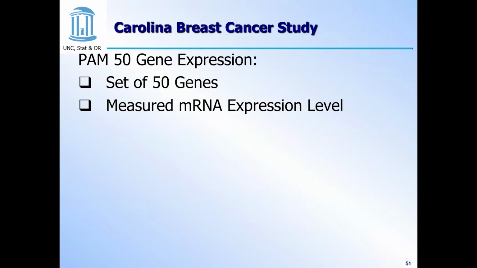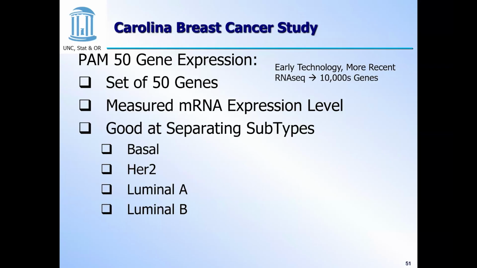The reason is we didn't even use microarray technology here because of the fact that these things are expensive, and with 1,000 of them, it's hard to collect so many. We're going to work with a set of 50 genes known to be very important for breast cancer. This is measured at expression level. This is, as I said, early technology. More recent technology called RNA-seq will give you tens of thousands of genes at a very detailed level, but I'm not going to get into that today.